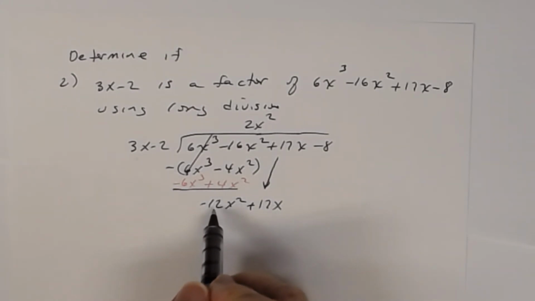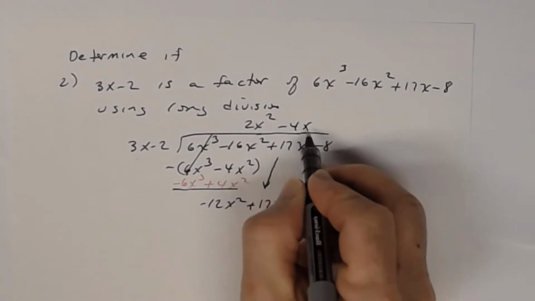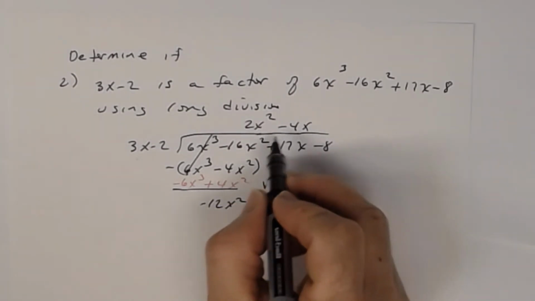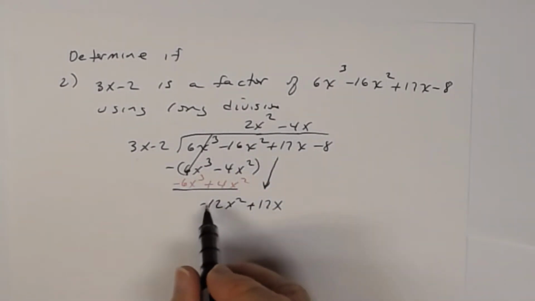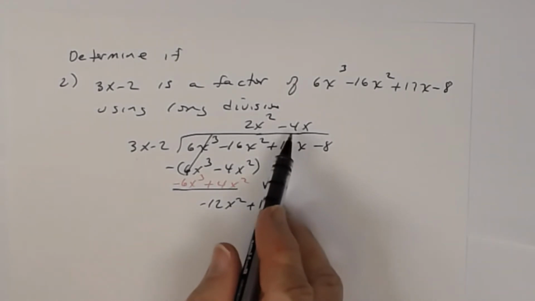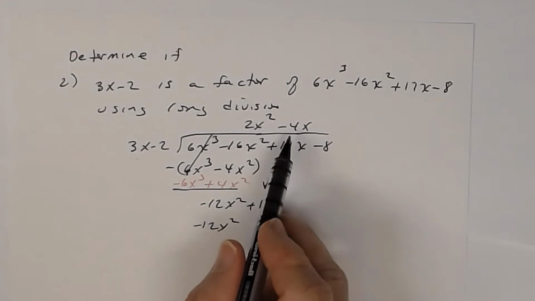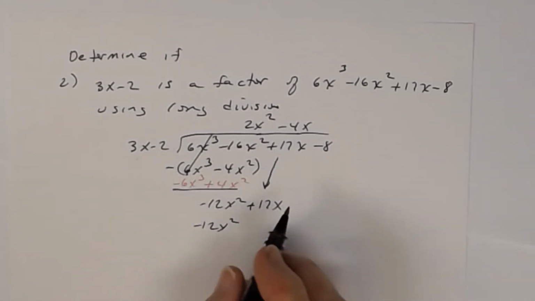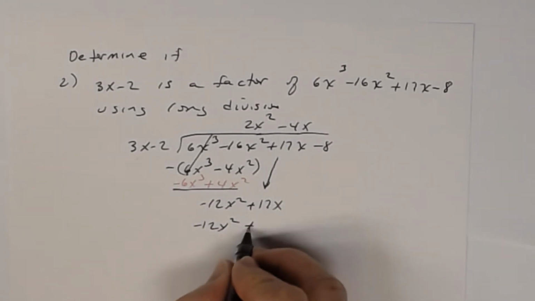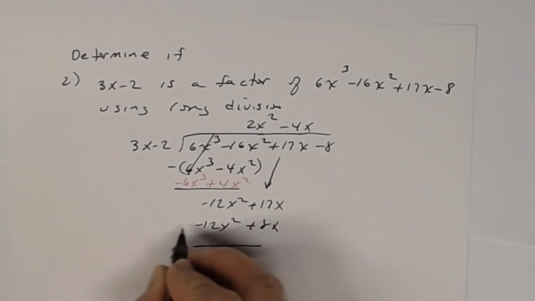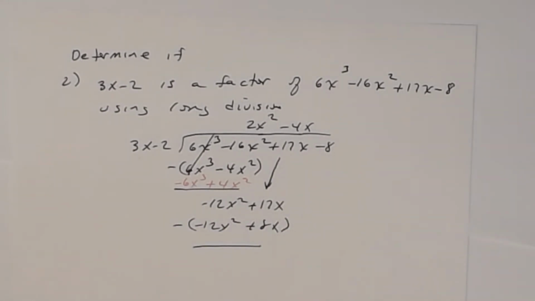3x into negative 12x squared is a negative 4x. Put that here. And then you do the multiplication all over again. Negative 4x times 3x. If you're doing this correctly, you better get negative 12x squared. Negative 4x times 3x is a negative 12x squared. Negative 4x times a negative 2 is a positive 8x. And then you subtract.